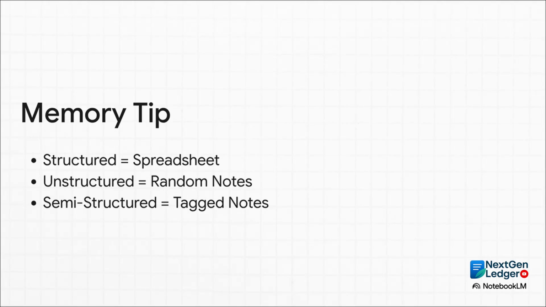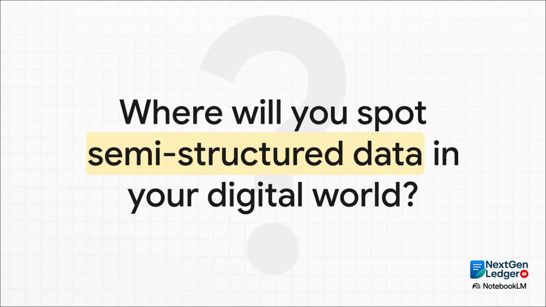And hey, if you remember anything from this whole explainer, let it be these three simple ideas. Structured is a spreadsheet. Unstructured is a pile of random notes. And our focus today, semi-structured, is a set of tagged notes, organized, but totally flexible. So we'll leave you with a question to think about. The next time you're browsing a website, using an app, or getting a personalized recommendation, take a second to think about that hidden data structure working behind the scenes. Because now that you know what you're looking for, you're going to start seeing this flexible middle ground absolutely everywhere.